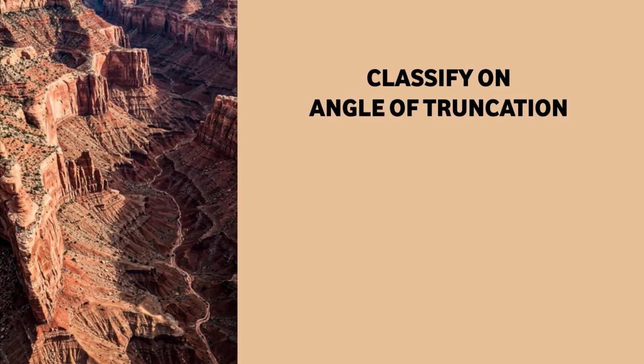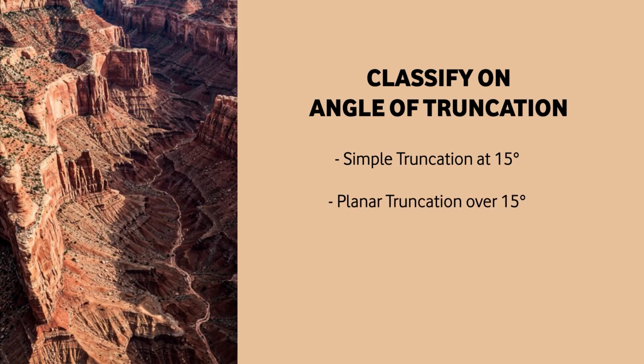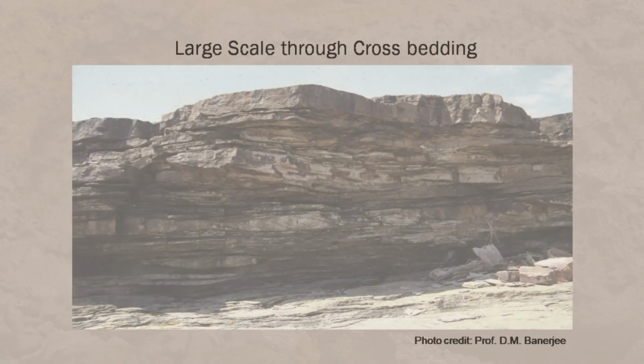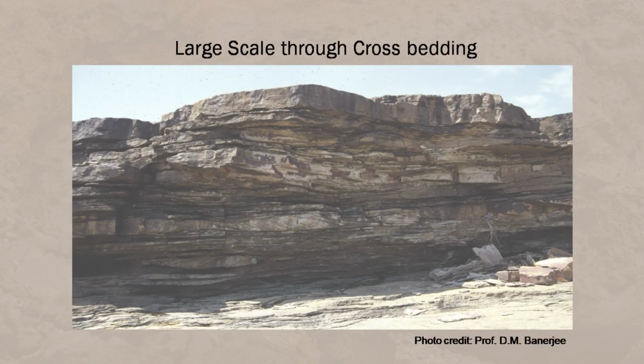They are also classified on the basis of angle of truncation. A simple truncation is at 15 degrees, planar truncation is over 15 degrees, and trough is when less than 15 degrees but the beds are curved. Now some features here: large scale trough cross bedding in the quartzitic sandstone rock, and you can see at the bottom there are two sets of beds, one horizontal and another one angular.